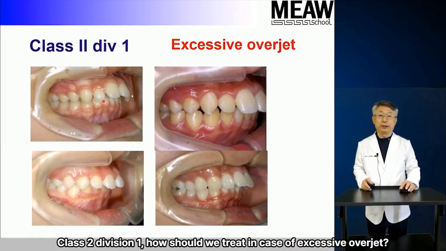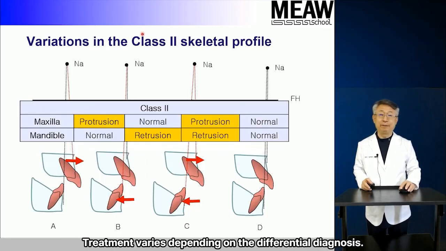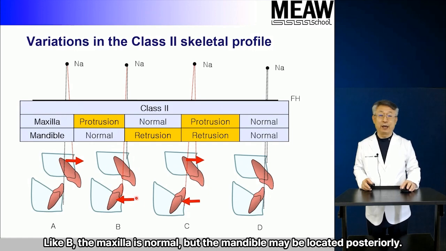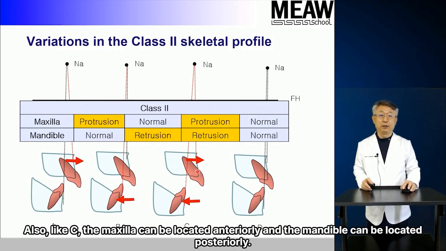Class 2 Division 1. How should we treat in case of excessive overjet? Treatment varies depending on the differential diagnosis. Like A, the mandible is normal, but maxilla can be located anteriorly. Like B, the maxilla is normal, but the mandible may be located posteriorly. Also, like C, the maxilla can be located anteriorly, and the mandible can be located posteriorly.